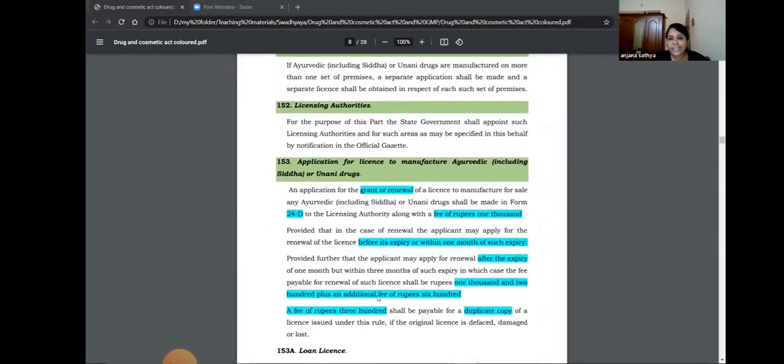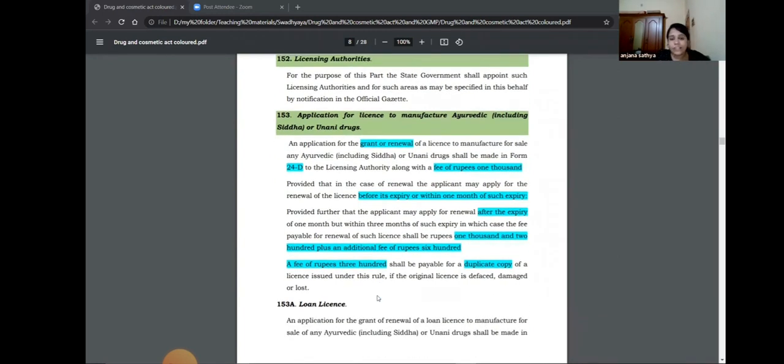And rule number 153, that is application for the license to manufacture Ayurveda, Siddha and Unani medicines. The application for grant or renewal has to be submitted in form number 24D to the licensing authority along with 1000 rupees. 1000 rupees is the fee to be submitted to get a license. The application has to be submitted in form number 24D.